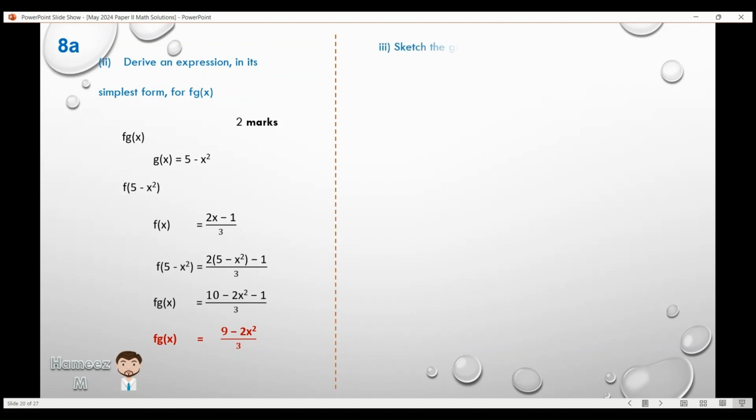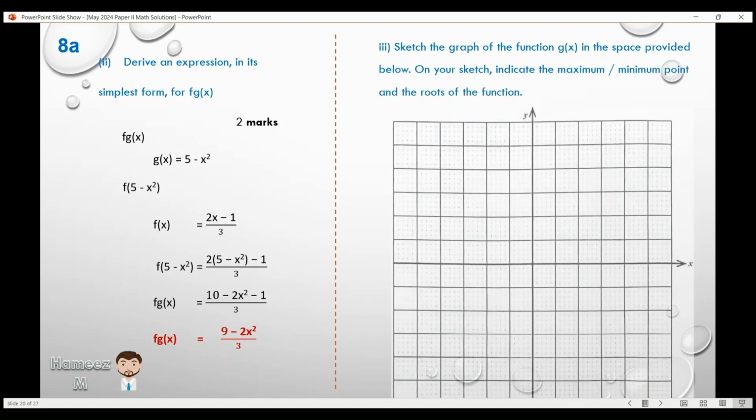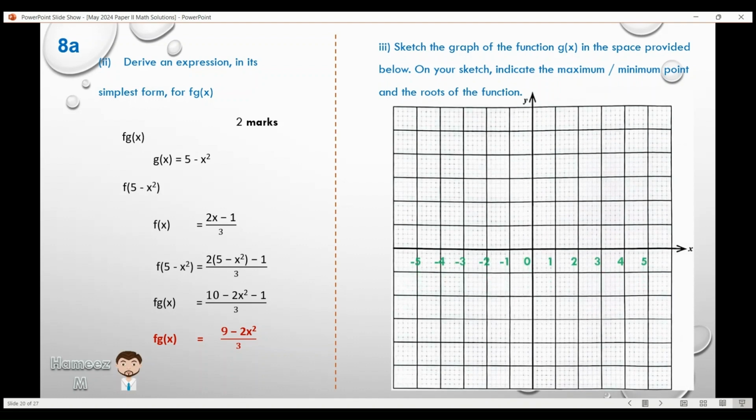Let's go on now to part 3. Sketch the graph of the function g of x in the space provided below. On your sketch, indicate the maximum or minimum point and the roots of the function. So given that situation, where we have our graph and we'd like to sketch it, if we have g of x, what do we start with?